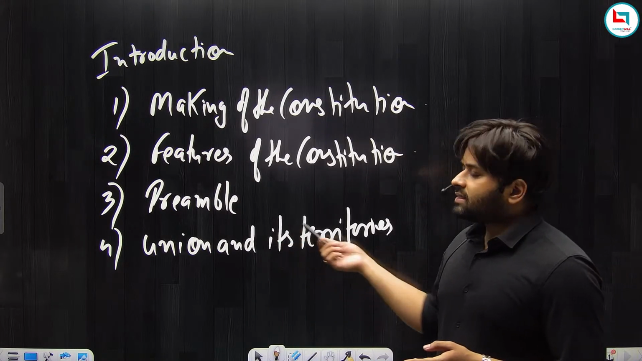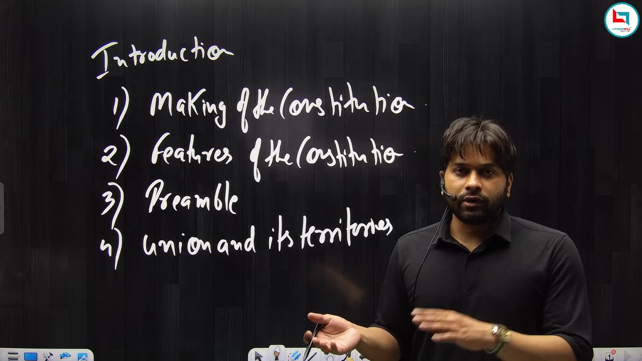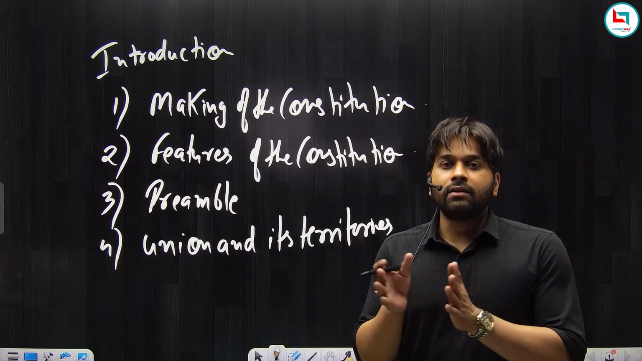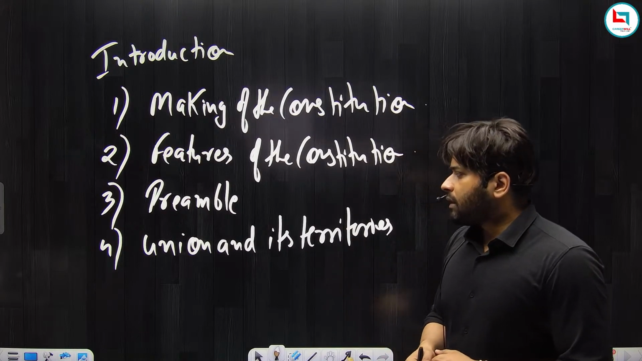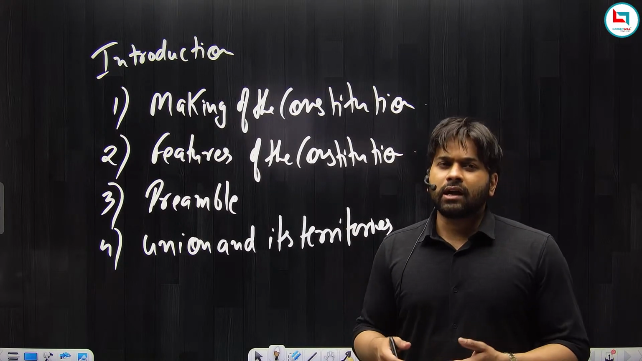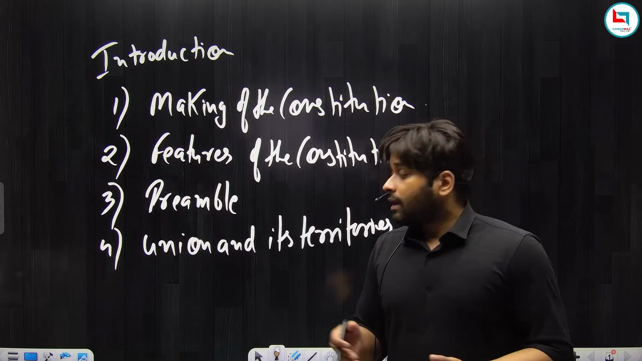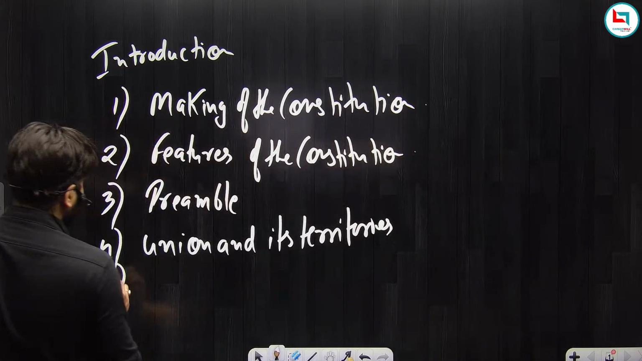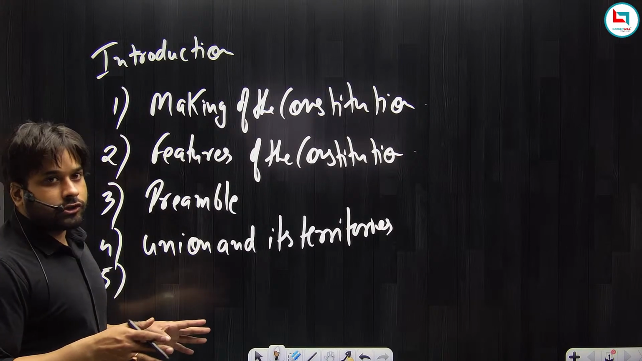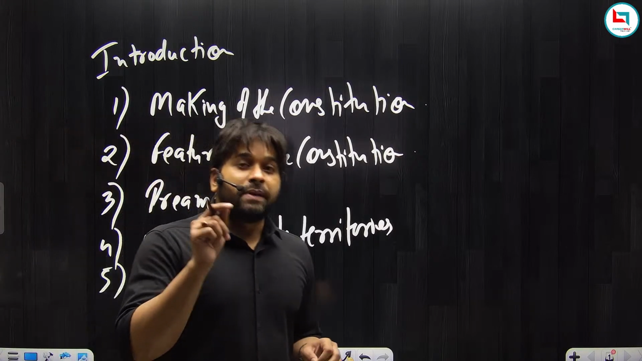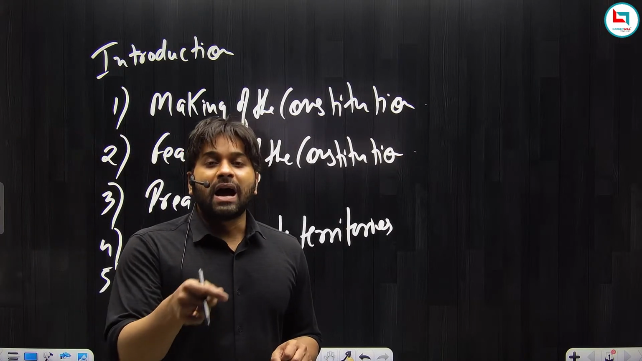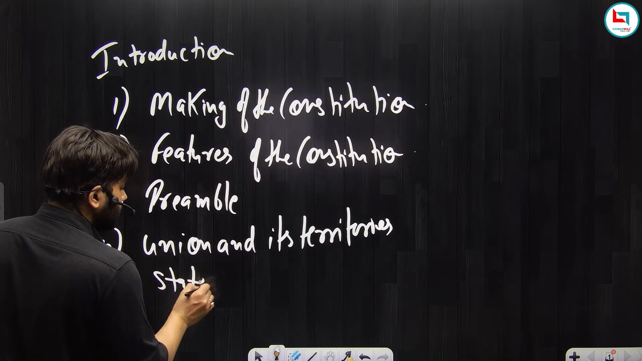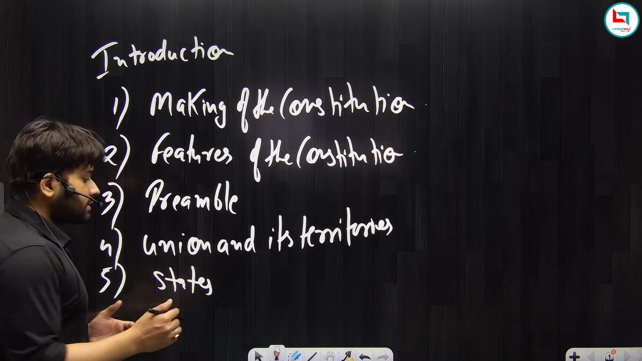This chapter contains 4 articles, Article 1, 2, 3 and 4, and out of these, 2 articles are super important, Article 1 and Article 3. We will later discuss what Article 1, 2, 3 and 4 are. But remember one more thing. After Union and its territories, we'll be studying a separate chapter which is not mentioned in the Constitution, but this chapter is based upon part 1 of the Constitution. It is not mentioned in the Constitution, but it is a part of our syllabus.